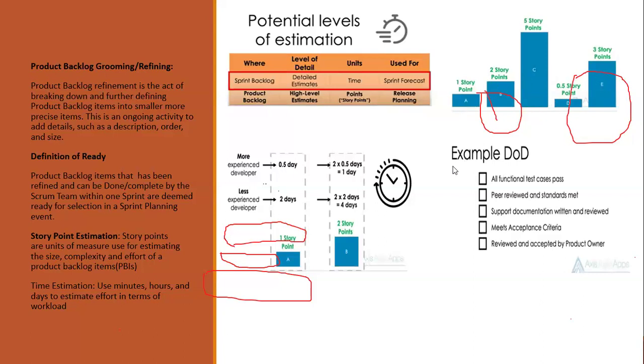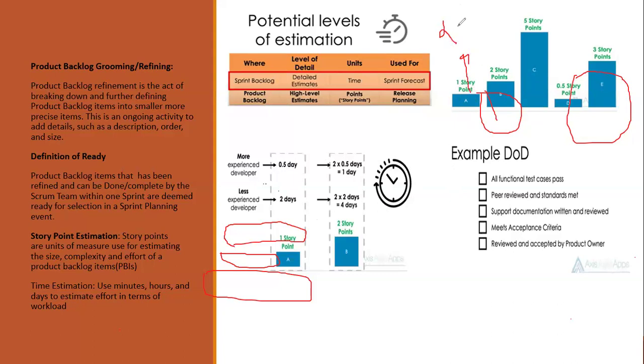But a time estimate is when the developers have broken this user story down into tasks, talking about subtasks, into pieces. So everybody will now have their own part, right? So let's say for this particular user story, you have a design team.